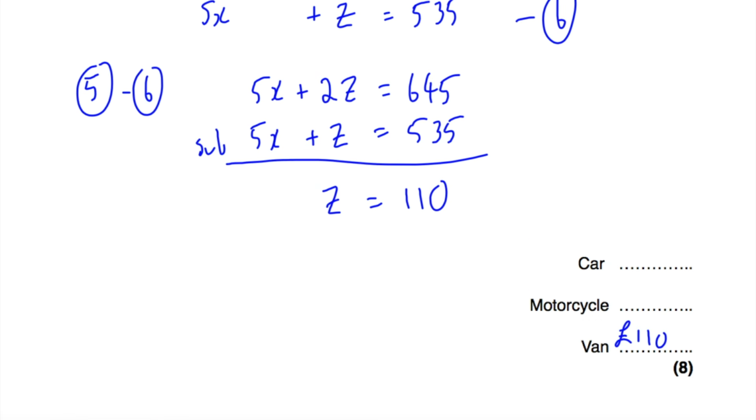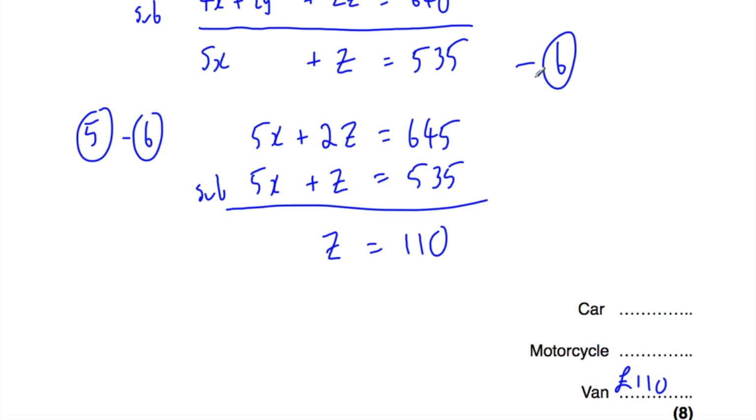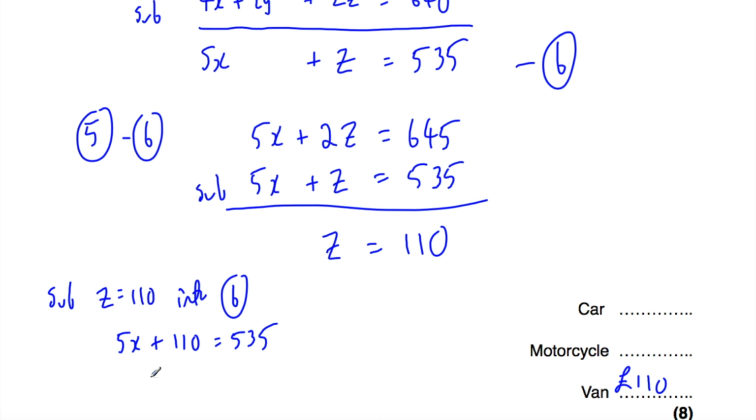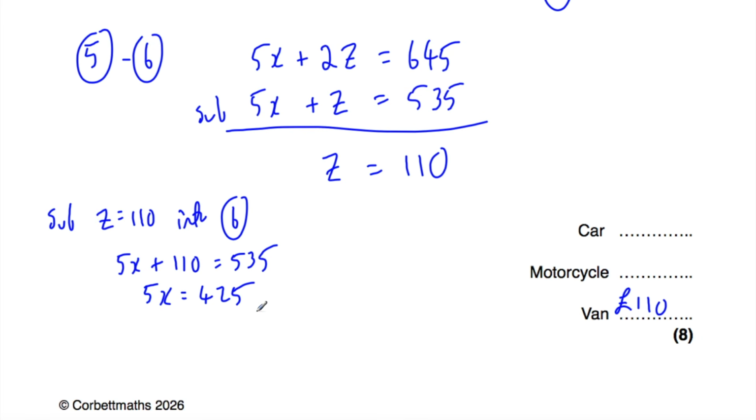Okay, now we know what z is. Now let's substitute that back into equation 6 to find out what x is. So let's write that down: sub z equals 110 into equation 6. So 5x plus 110 is equal to 535. If we take away 110 from both sides here, we get 5x equals 425. And then if we divide both sides of the equation by 5, so 425 divided by 5, that's equal to £85. So that means that Roshan receives £85 for each car sold.